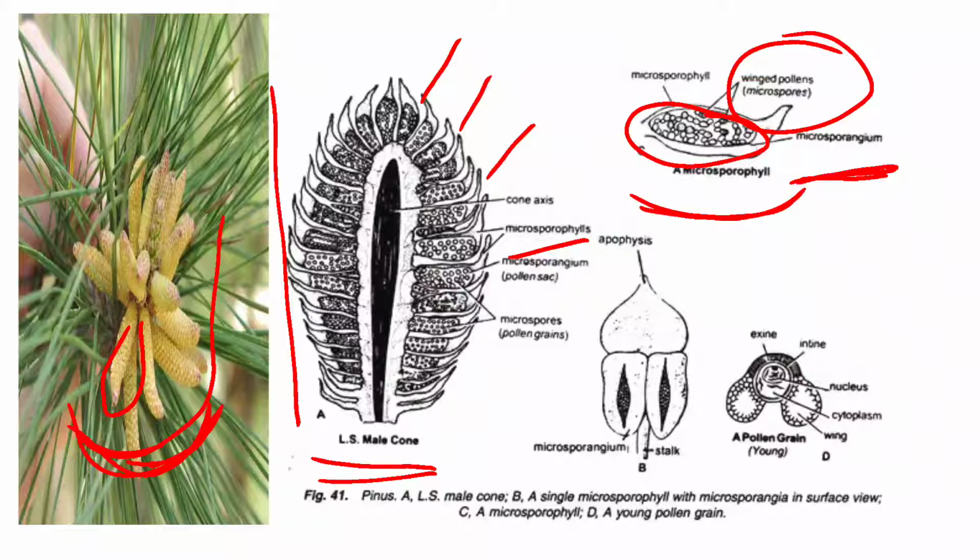So this is about the male reproductive structures. The male cones are nothing but the male reproductive structures. Each male cone bears microsporophylls, and each microsporophyll bears a sac-like or bag-like structure known as microsporangium. Inside the microsporangium you will find microspores. Those microspores will develop into pollen grains.